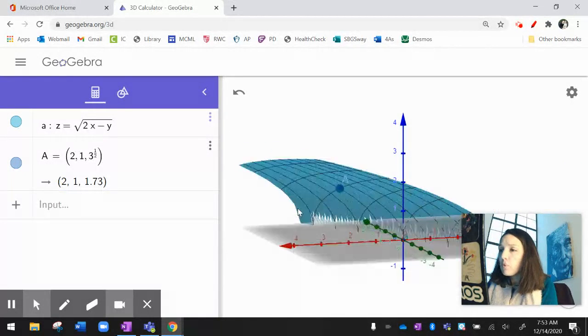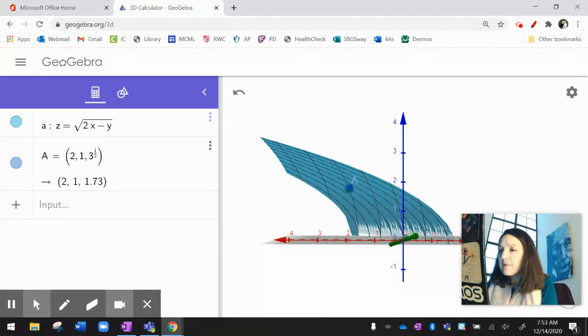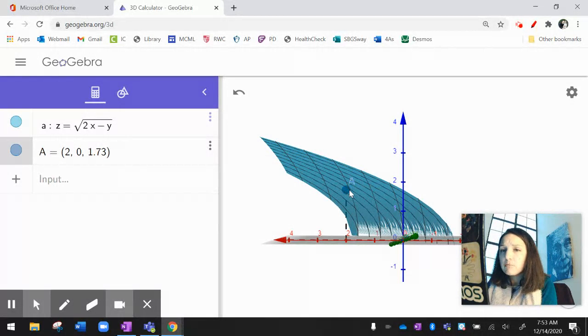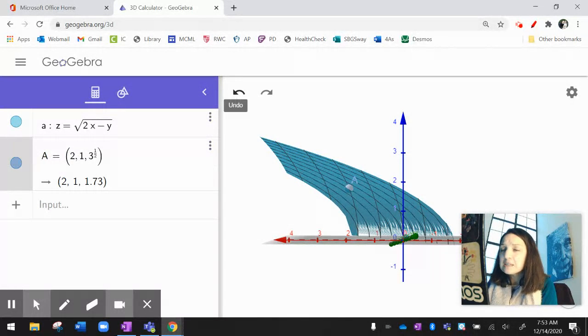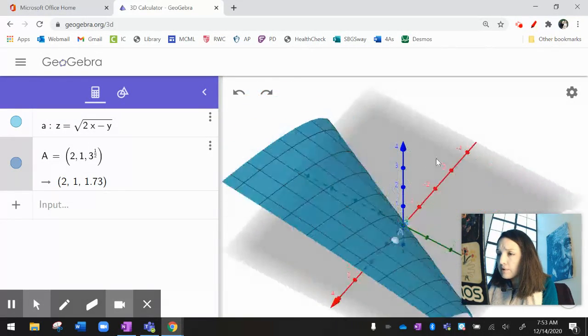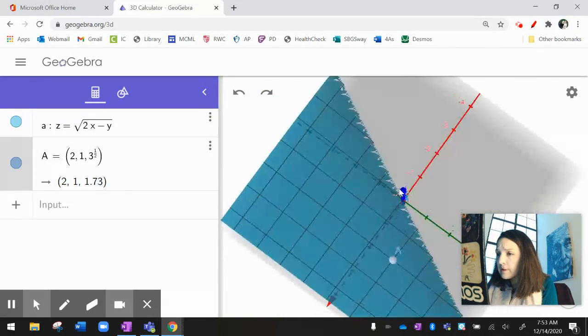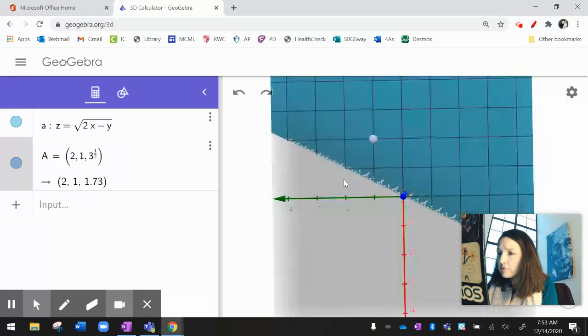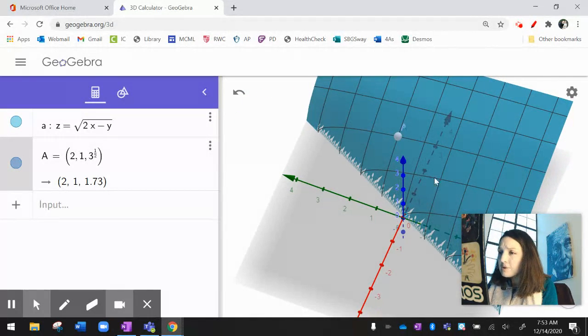So there's the point that we were curious about. And if I want to go in the direction of steepest ascent, oh, look at that, I can move it. If I want to go in the direction of steepest ascent, I'd probably need to go up this way. I'm going to spin this so I can see X and Y. There we go. So there's my X and my Y.